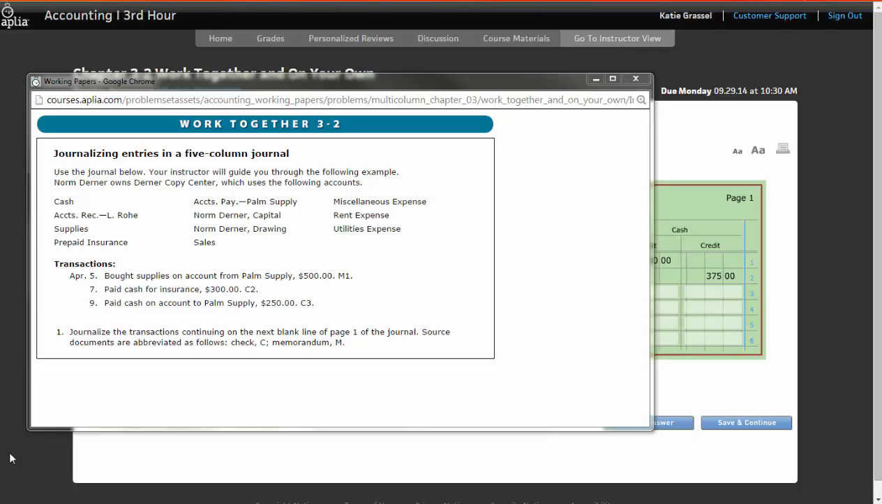Is it important which account goes first? Yes, we have to put our debit first. Okay, so we have supplies and accounts payable Palm Supply. So let's take accounts payable Palm Supply. What is the classification? Liability, thank you. Do we have more liability or less liability because of this transaction? More. So are we debiting or crediting them? Crediting, because they are on the right-hand side of the accounting equation. So we know that accounts payable Palm Supply is going to be credited.